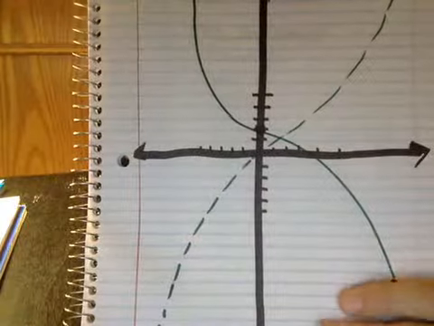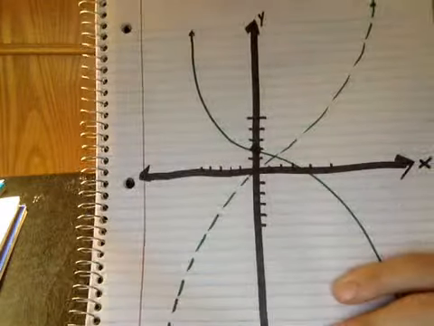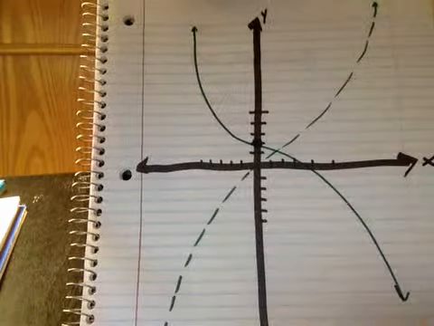So notice the dashed line is the parent function, y equals x cubed, and this is the alteration to the function. Thank you.